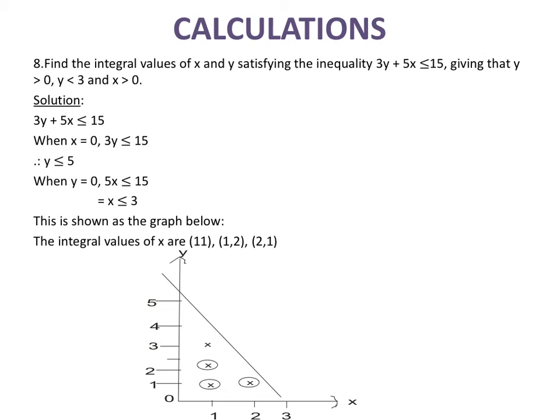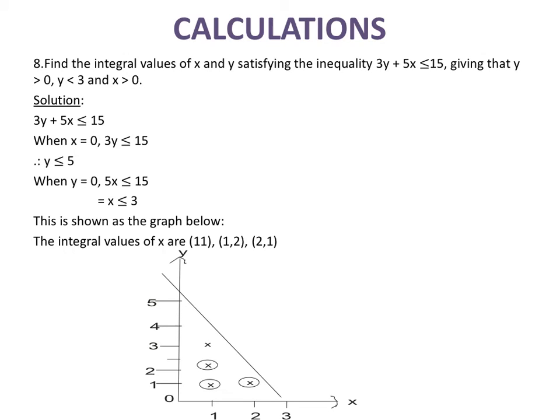3y plus 5x is less or equal to 15. When x is equal to 0, 3y is less or equal to 15. Therefore, y is less or equal to 5. When y is equal to 0, 5x is less or equal to 15. X is less or equal to 3. This is shown on the graph below.